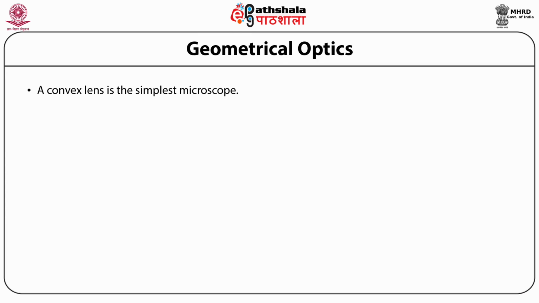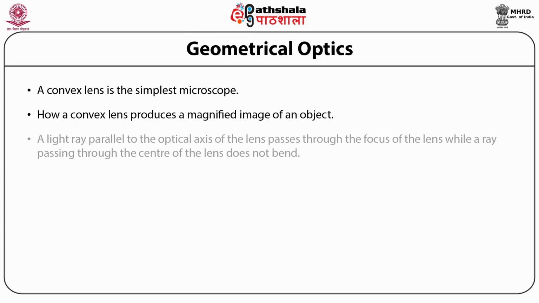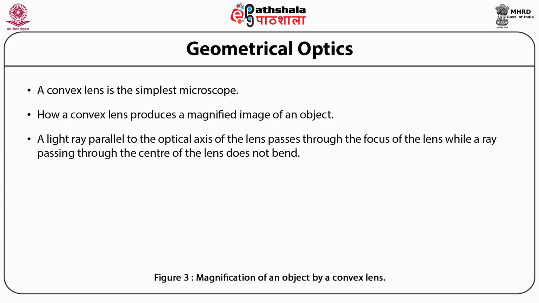A convex lens is the simplest microscope. Figure 3 shows how a convex lens produces a magnified image of an object. A light ray parallel to the optical axis of the lens passes through the focus of the lens, while a ray passing through the center of the lens does not bend at all. Figure 3 represents the magnification of an object by a convex lens.